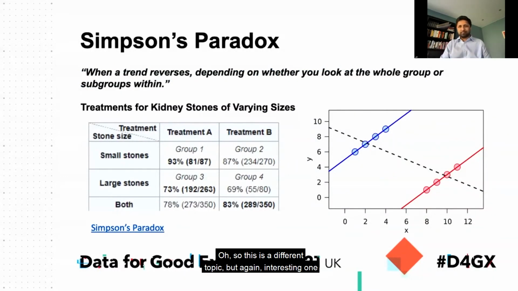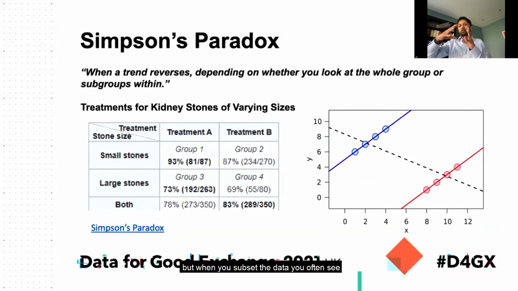So this is a different topic, but again an interesting one because it rears its ugly head in a number of different places. So again, this is something very important to internalize. It's something called Simpson's Paradox, which is when you observe a trend on the broader data set, but when you subset the data, you often see that the opposite trend holds.